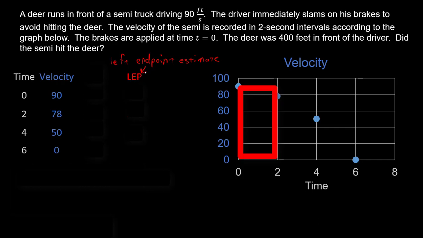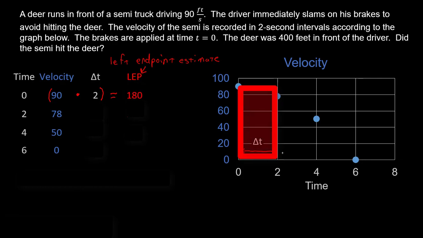So the area of this first rectangle here is just going to be the height of it, which is 90, represented by our velocity over here, times the width of the rectangle, which is 2 seconds, represented by our 2 here, which we can call this distance in general. We'll just call that delta t for the time difference. And we multiply these two together, and we end up with 180 feet.